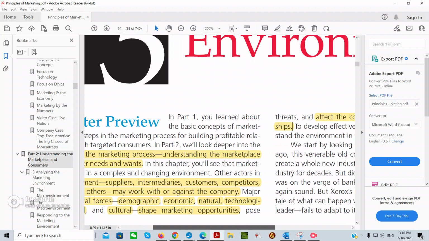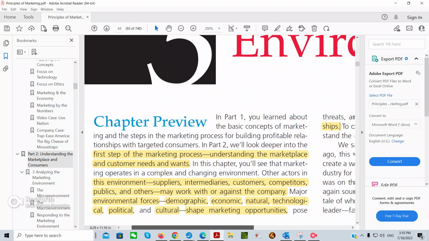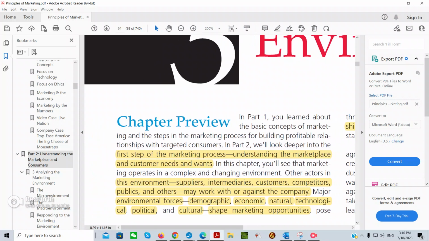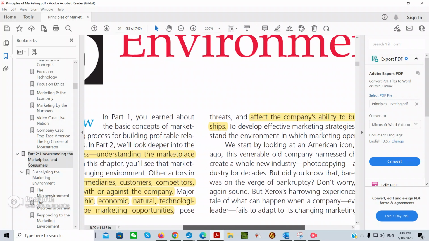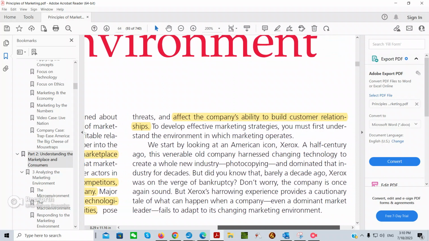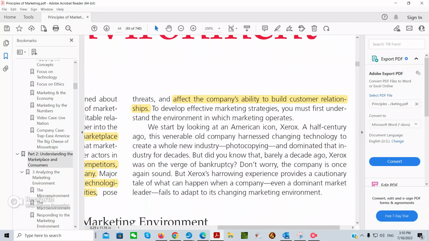Now you can have the same types of people, but because the environment is different, because for example, the natural environment is different, because there's a lack of technology, because it's not politically stable, all those things affect marketing. Now, to develop effective marketing strategies, you must first understand the environment in which marketing operates.